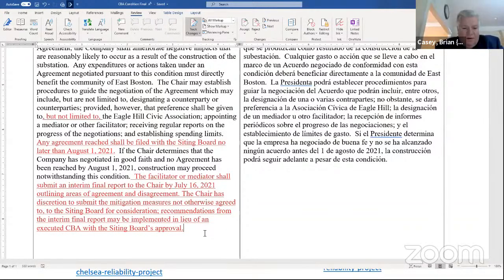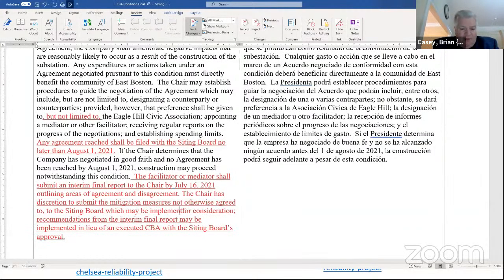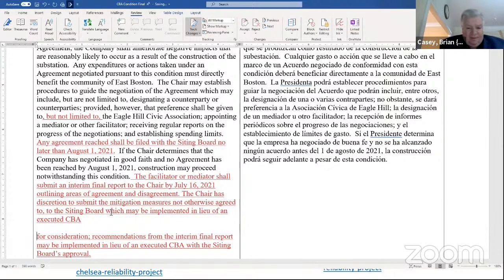I think you can just change it: the chair has the discretion to submit the mitigation measures not otherwise agreed to the siting board, which may be implemented. Just remove everything else and say, which may be implemented in lieu of an executed CBA. Then you've consolidated both sentences. I think deleting made it more clear rather than adding more language. That's what I meant, delete the last part and add that, right?